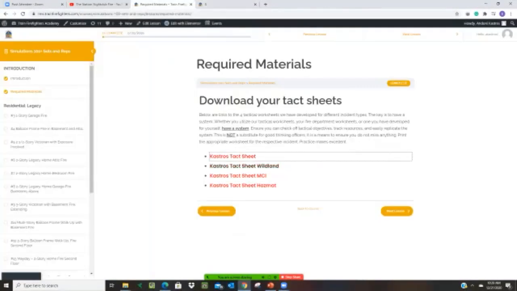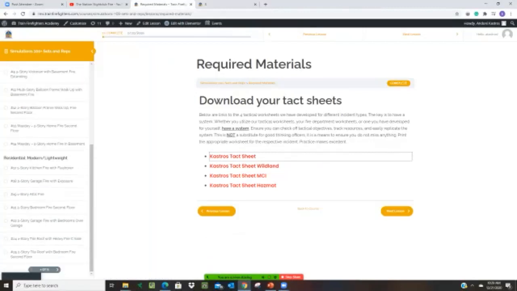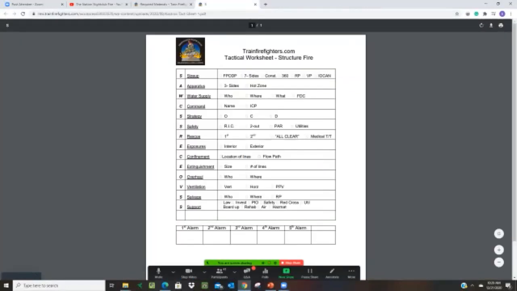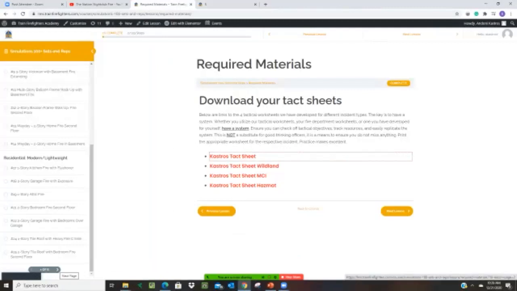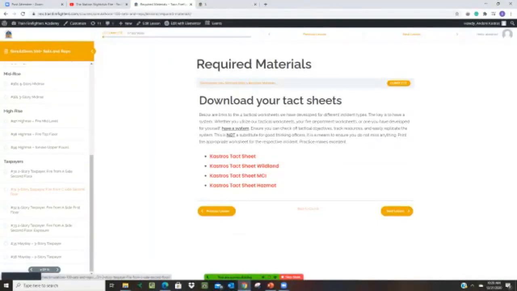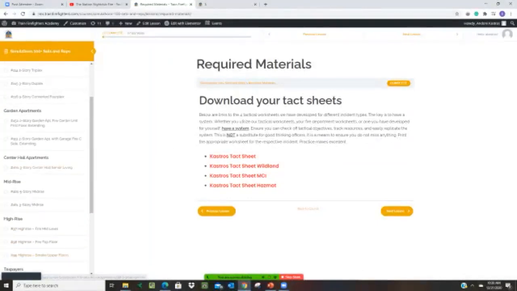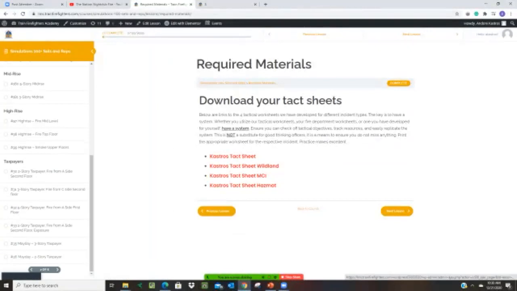Okay, so let me show you another example of a sim here. We've got our tactical worksheet right there. There are 16 different categories of simulations: residential, lightweight, modern, legacy, taxpayers, high-rise, mid-rise, center hall, garden apartments, duplexes, fourplexes, and they total 100 sims. You can get this course starting after the first of the year. We'll make a big announcement so that you can have it.